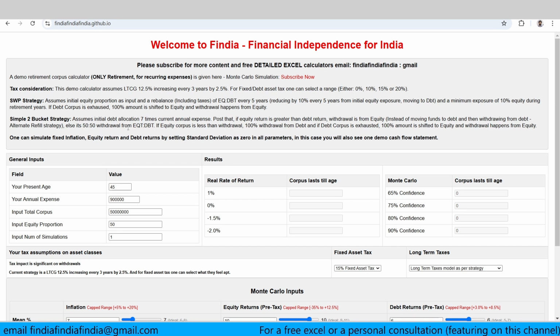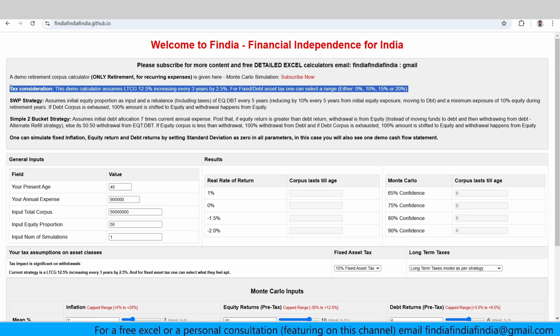Okay, so here is the calculator that we already have, and I have just mentioned here in little detail what our considerations for taxes and strategies are. So we can just read this once. Just a reminder for the tax consideration, in this demo calculator, what we have used is LTCG, long-term capital gain tax, as 12.5%, which is increasing every 3 years by 2.5% till 30 years, 30%, right? That's what our strategy for tax will be for LTCG.